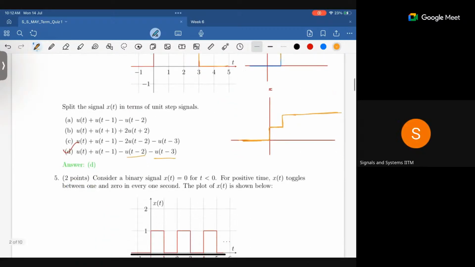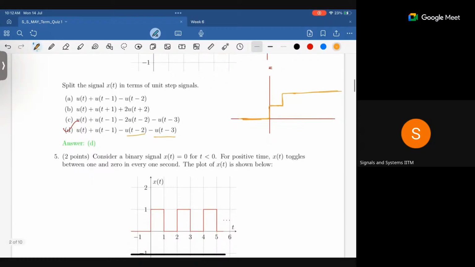So this is okay. What about this? I think this is the only question that is slightly trickier, not difficult from my perspective. I'm not sure what you guys have.